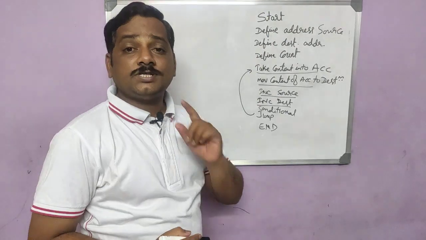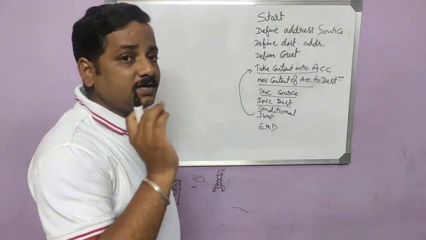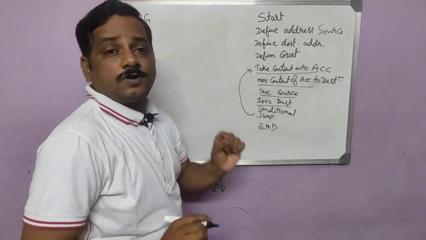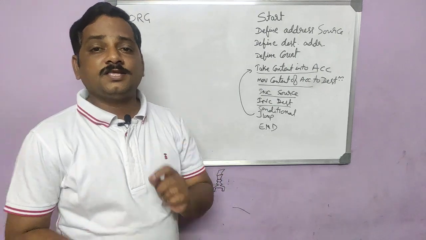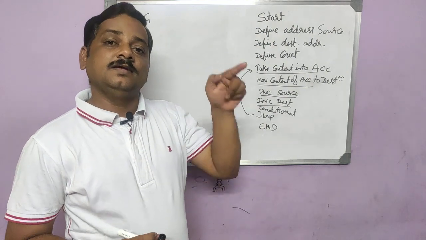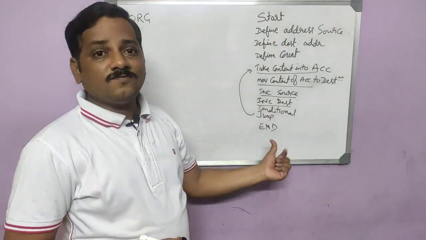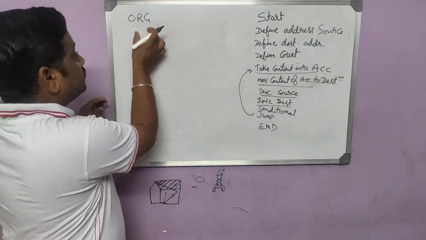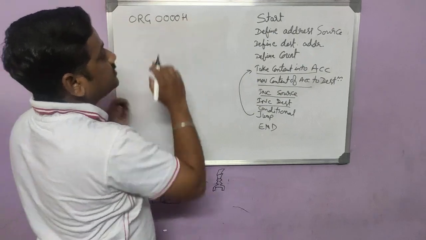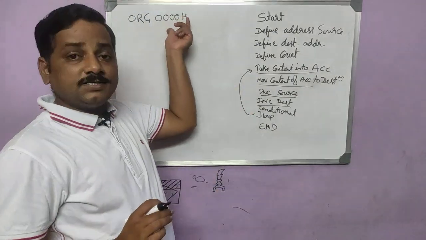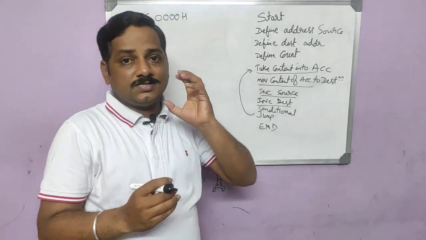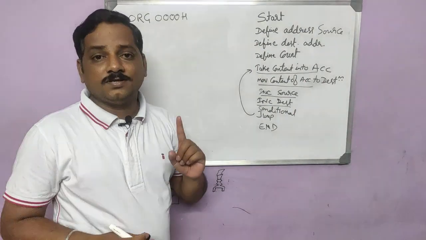Say start. To start a microcontroller program, we use one directive, that is ORG. Every 8051 microcontroller program has to start with this directive. It is directing the microcontroller to start this program from that particular address. This has to be followed by the address. If I write ORG 0000H, the program I have written here will be stored from that location. That is the starting line.